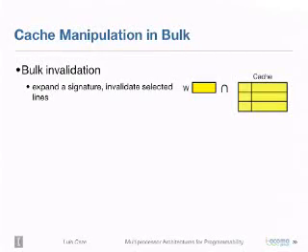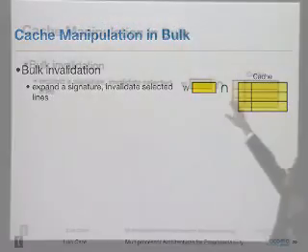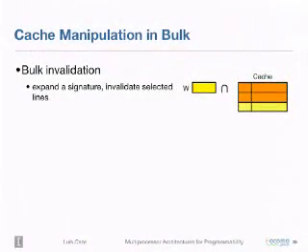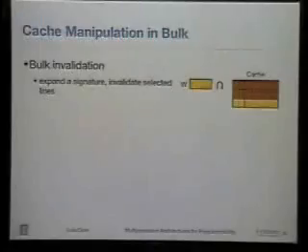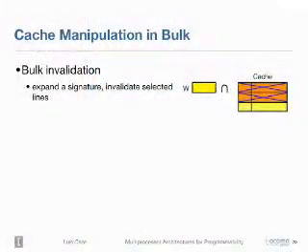So let me show you an example. Here I have a write signature W and the cache. We perform a sort of conceptual intersection that determines what lines in the cache might map to this write signature, and invalidates the resulting lines. This is called bulk invalidation.